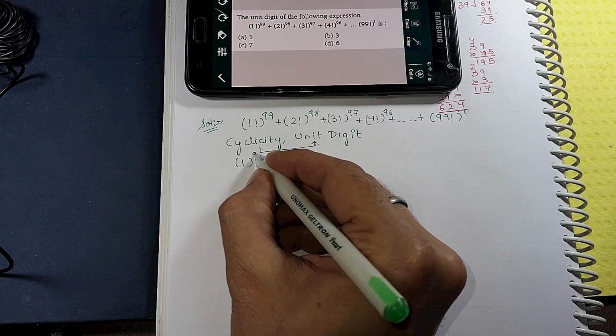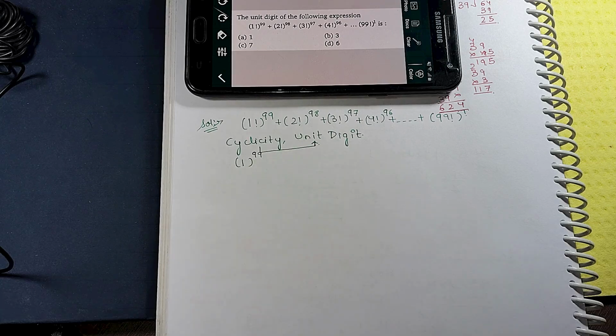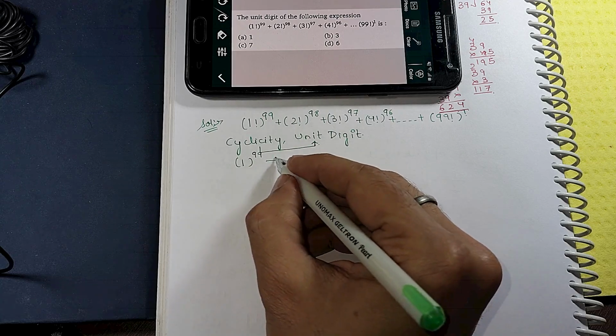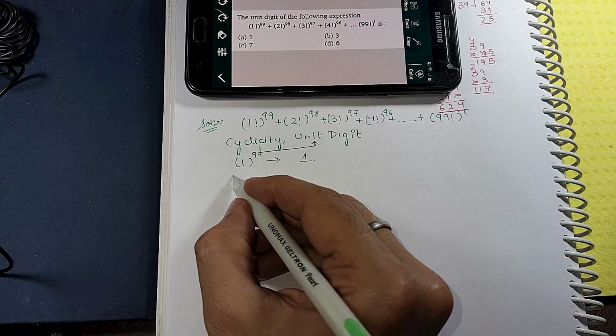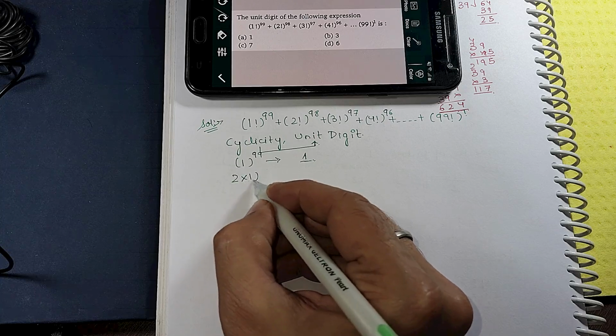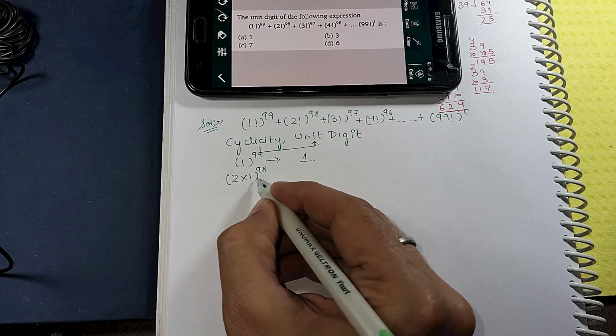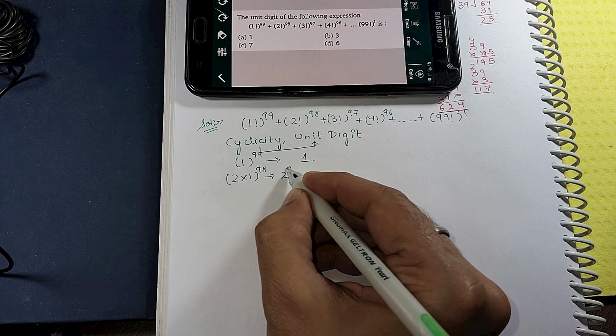Now here, 1 factorial is 1 raised to power 99. The unit digit of this will obviously be 1, right? Now when it comes to 2 factorial, so 2 factorial is basically 2 into 1 raised to power 99. So basically we are checking for 2 raised to power 98.